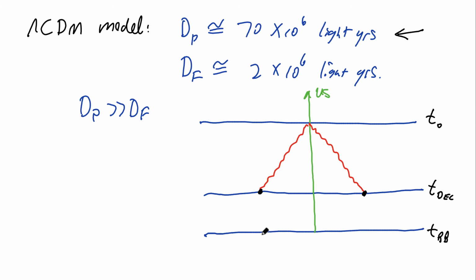On the other hand, if we look at the future light cones of events coming from the Big Bang, they span a distance of only about 2 million light years. So, for example, this would be one light cone. Here's another light cone, another light cone, and so forth. And similarly over here.